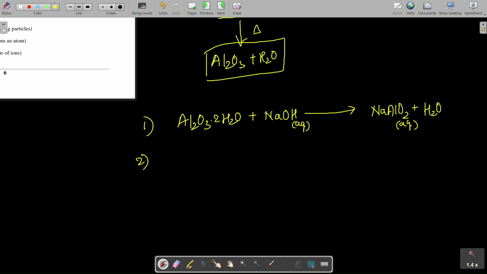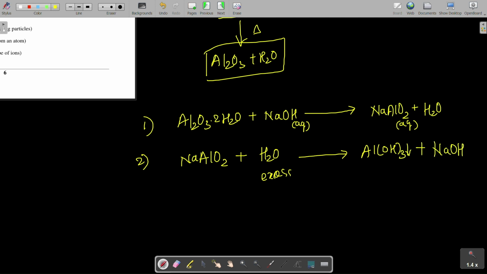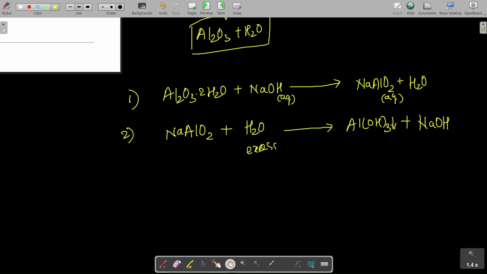Next, sodium aluminate, NaAlO2. You can see these are now the reactants. Add excess of water. This is called hydrolysis. So you will get aluminium hydroxide, which is a precipitate, plus sodium hydroxide formed back. You can see sodium hydroxide is the starting material here. Then you want only aluminium hydroxide, and you just heat it; the hydroxide will convert into oxide and water is removed. These are skeletal equations.